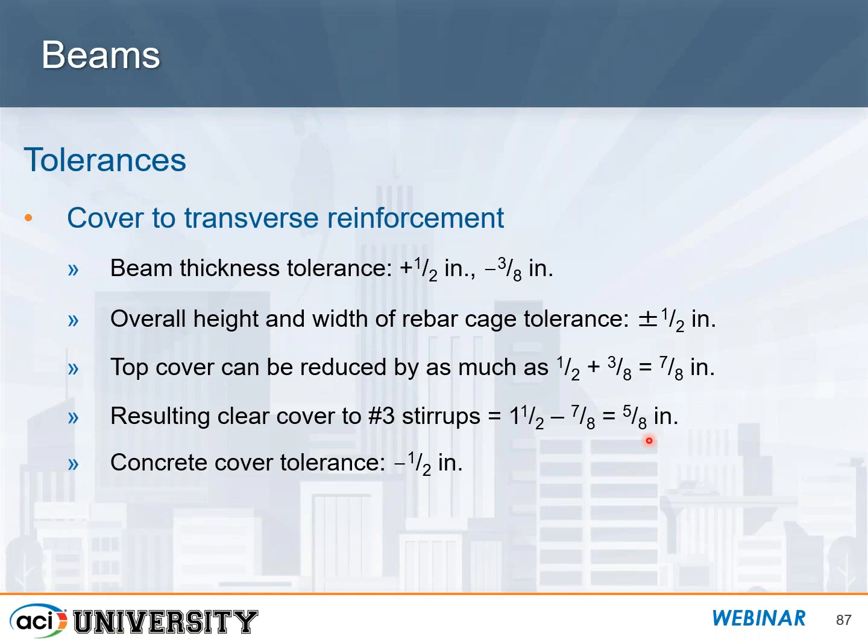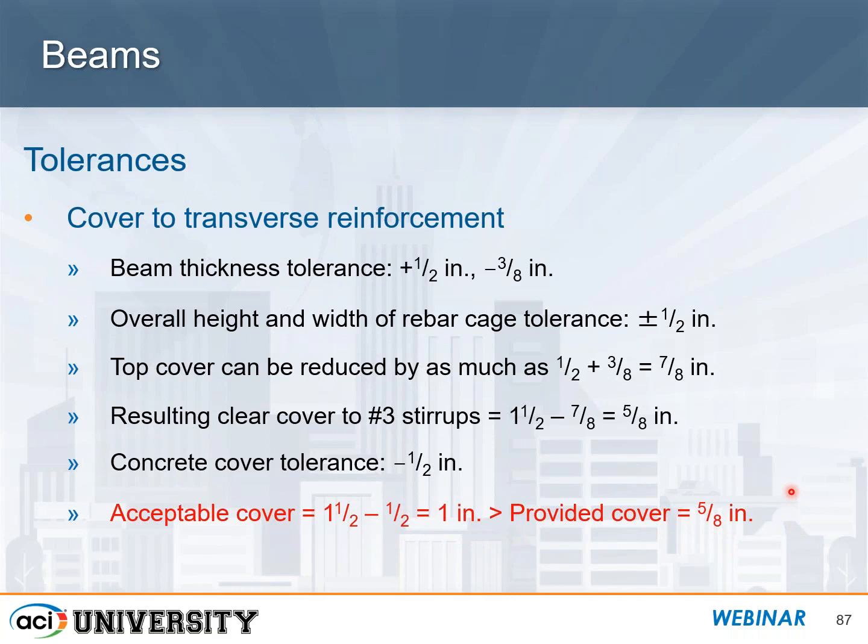The concrete cover tolerance in ACI 117 is minus a ½ inch. So the acceptable cover is 1 inch. That's greater than our provided cover of 5/8 of an inch. So even though everything may have been looked at properly with strength and everything and cover, you could still run across a situation where the provided cover is less than the acceptable cover.